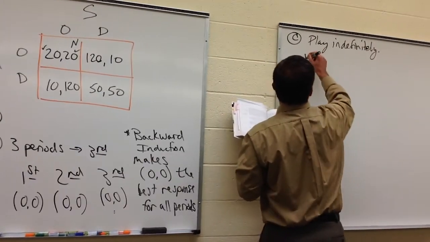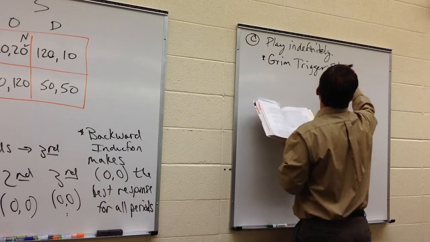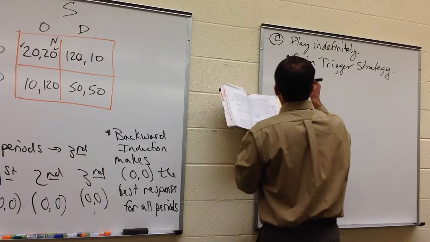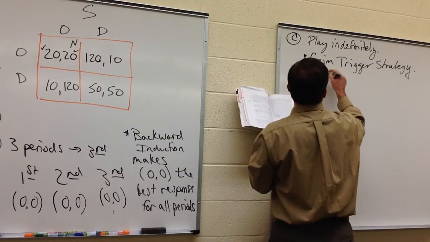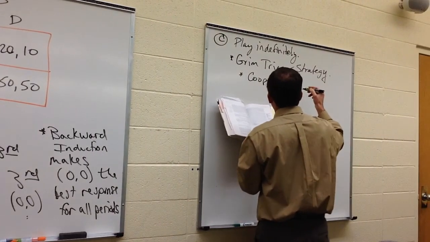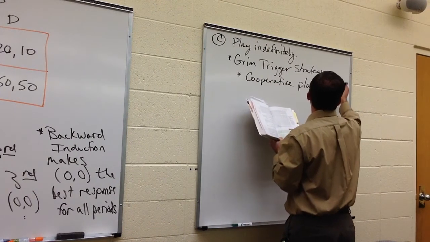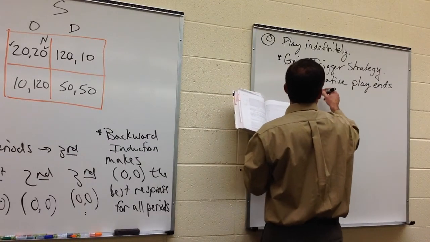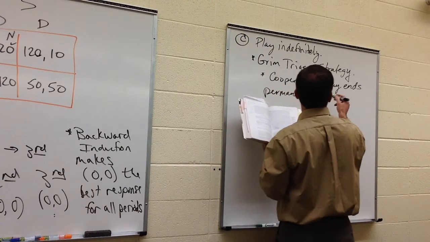So the Grim trigger strategy is a strategy in which cooperative play ends permanently. That's the Grim part. Ends permanently when one player cheats.